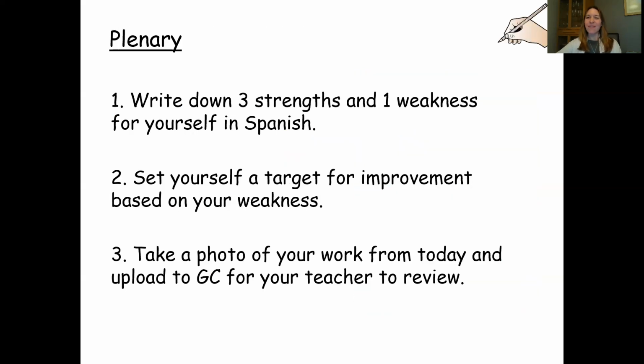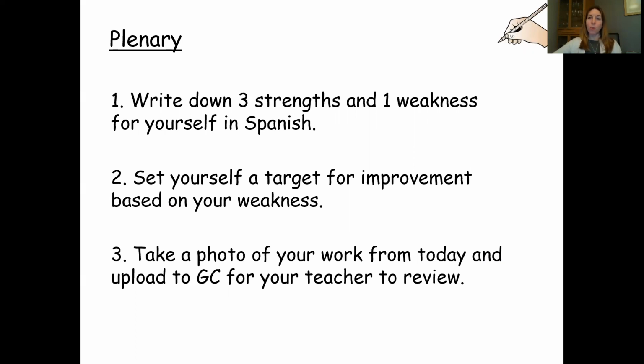Excelente. And finally, moving on to our plenary, I would like you to write down 3 strengths for yourself in Spanish and 1 weakness. Now, your strengths could be something like grammar. It could be understanding adjectives, adjectival agreement, where it goes, but a weakness, for example, might be your vocabulary. So write those down, be really truthful and honest with yourself, and try and be quite specific.